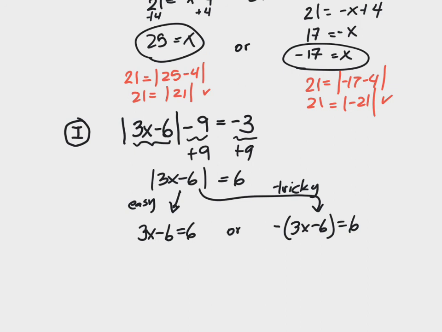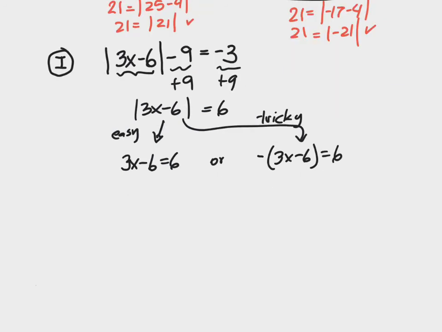Now solve both of these problems. Add 6 to both sides, and you get 3x equals 12. Dividing by 3, we get x equals 4.